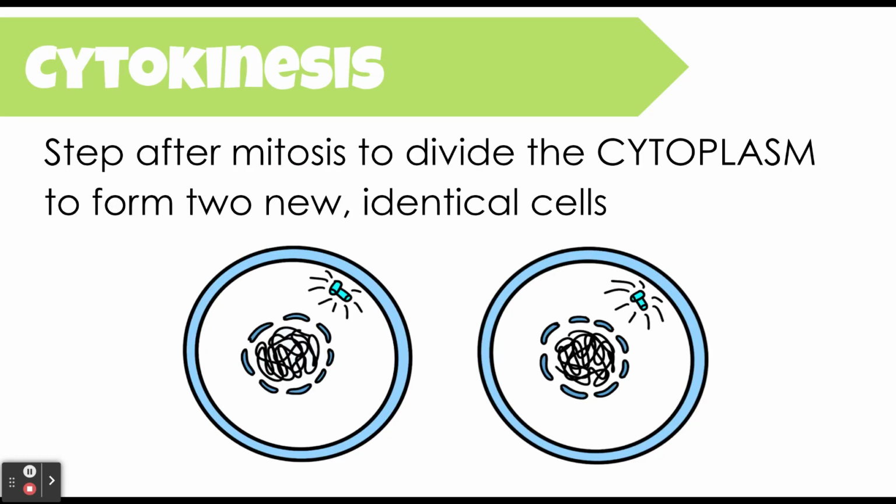So that's the next step after mitosis, cytokinesis. So this is the last part of the cell cycle where we have actually divided up the cytoplasm to create two separate identical cells. So think cyto is cytoplasm. The cytoplasm divides to make your two separate cells.